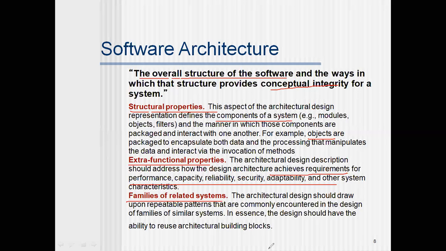Right? And along with this, we have families of related systems. The architectural design should draw upon repeatable patterns that are commonly encountered in the design of families of similar systems. If we have some existing designs or universal designs, some design patterns are available in the market. We may take those designs into our project. So that is about families of related systems.